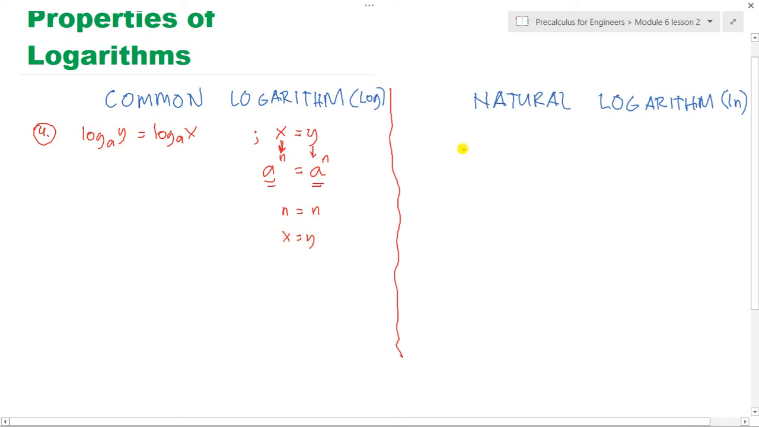Ang ika-fourth nga property in the natural logarithm nga side, that is ln of x, sorry, ln of x. Okay, ang base ani kay a man, so that is ln of x is equal to ln of y. Tungod kay, or it follows that x is equal to y. So same man ilaha base.